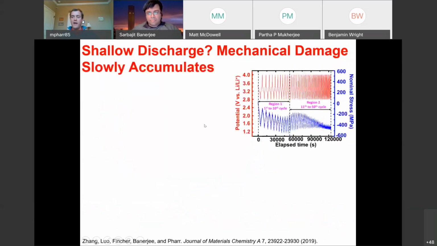So one way to do that would be, let's not go to deep discharge, let's just shallow discharge. And of course, we're not going to utilize as much capacity that way, but as long as we're mechanically robust, that's maybe viable still. And when we do that, indeed, it's better. You get more reversibility in terms of the mechanics here. You can cycle more.